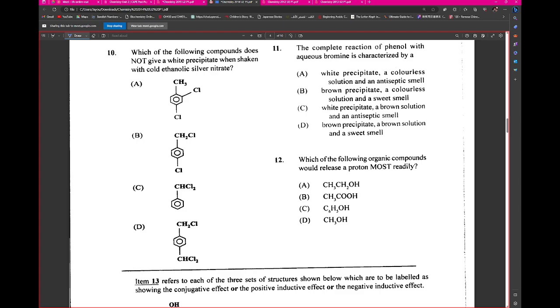But the 2, 4, 6 position is the most stable, so the chlorine won't really be removed that easily. So we're testing with the silver nitrate. We're testing for halogenoalkanes, right? So we're using that test. So what's the reaction mechanism?